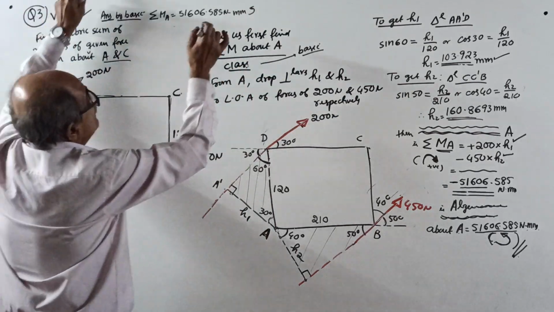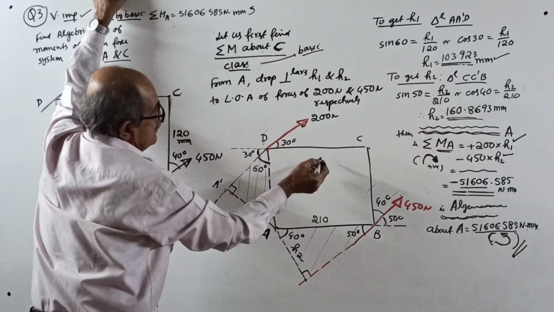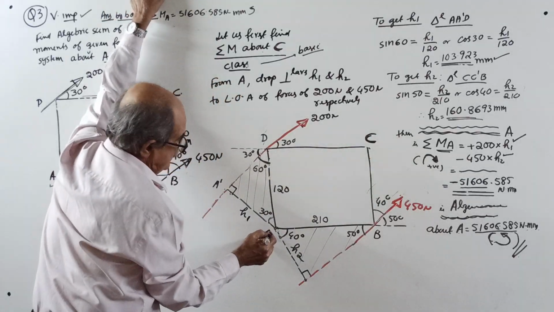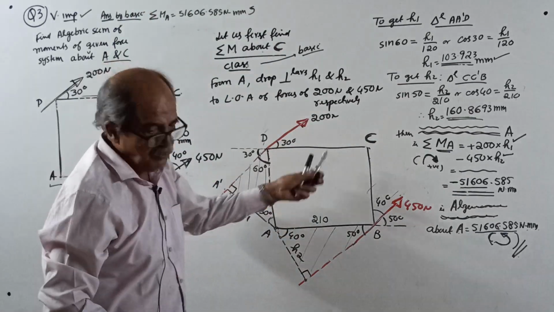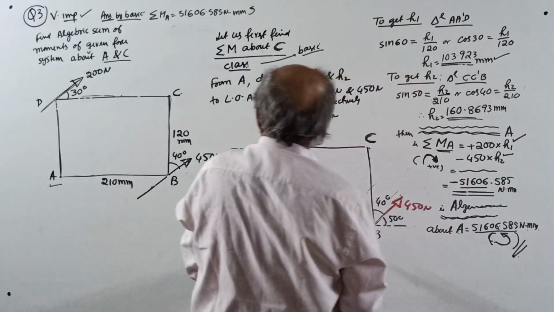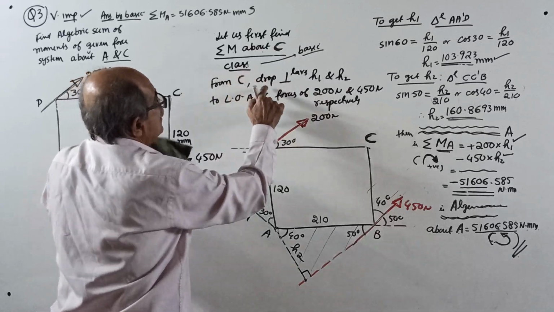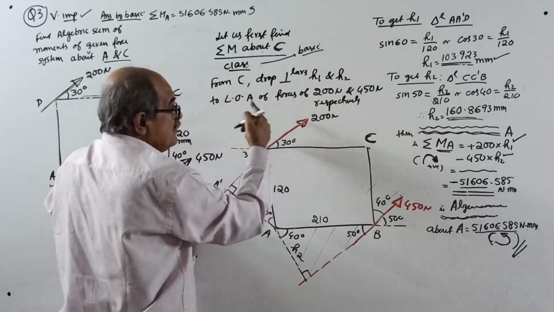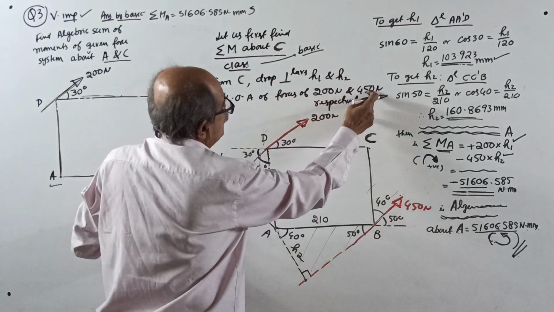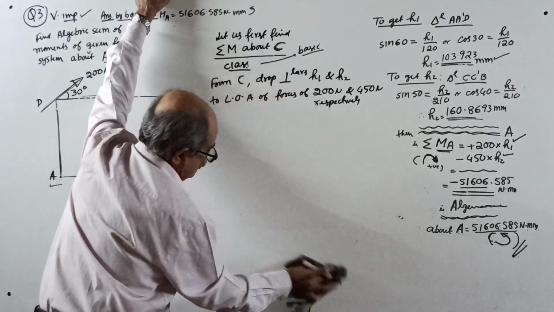Now once again start. Now let us find sigma M about C. Here, C is the important point. A is not important, therefore all this I have to remove. I will rub it here first of all, instead of wasting time. So class, same statement. From C, draw perpendicular H1, H2 to the line of action of 200 and 450 respectively. That H1 is over. This sketch I remove now. New sketch, right. Okay, no problem.